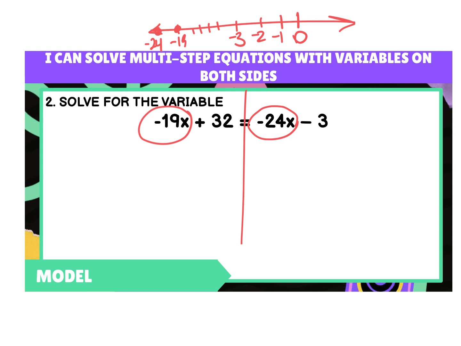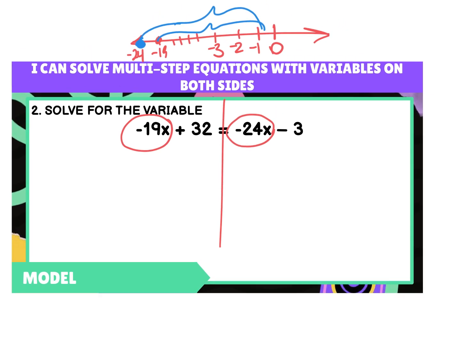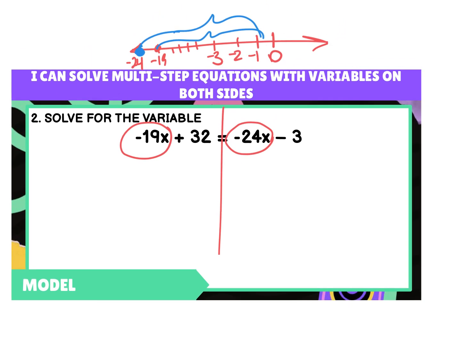Remember, the further away from 0, when we're talking negatives, the smaller the number is. So from 0 to 19 and from 0 to 24. So this negative 24 is actually the smaller number. So the opposite would be to add 24x to both sides.